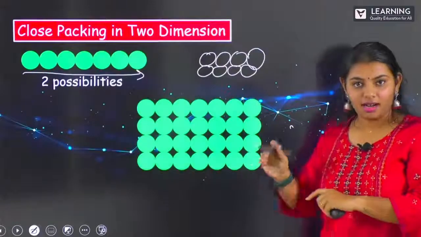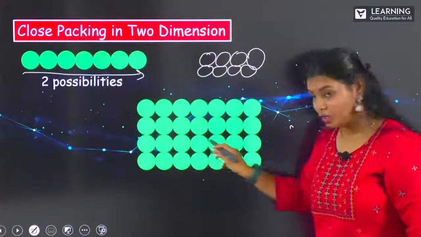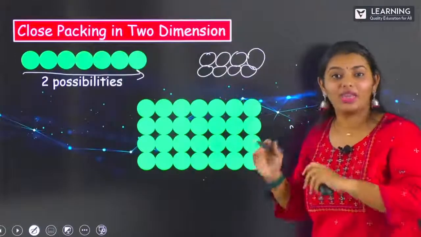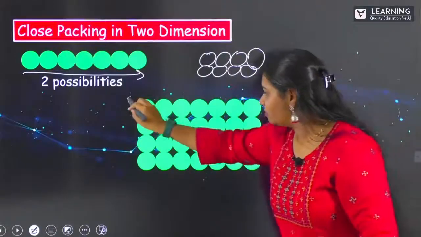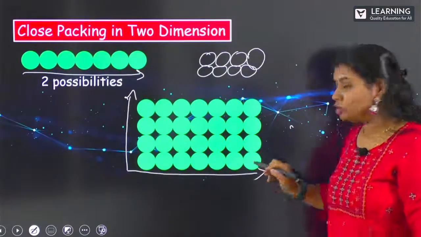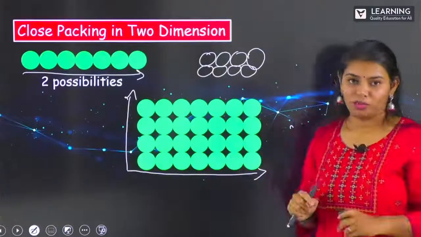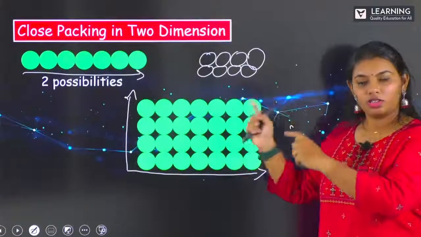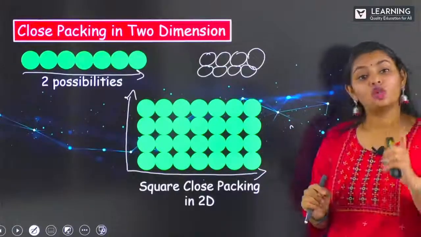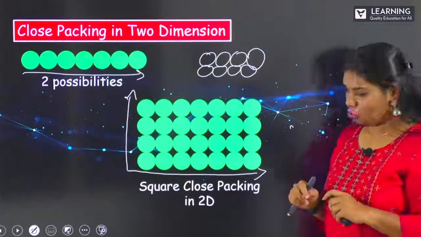You can see here, this is one dimension, this also is one dimension, this also is one dimension. But when all of them are arranged together, we get two dimension. There's the x-axis and there's the y-axis. This is one of the possibilities. Now, what is this structure called? This is called square close packing in two dimension. Why is it called square close packing in two dimension?